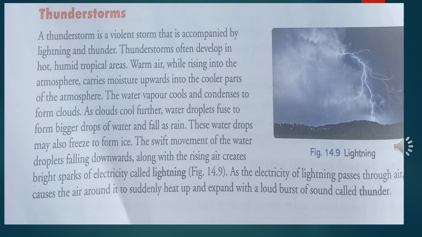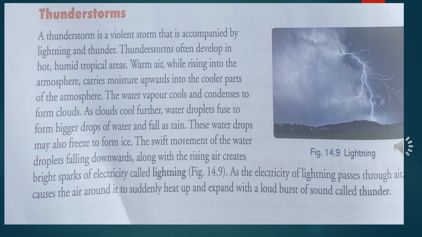The swift movement of the water droplets falling downwards along with the rising air creates bright sparks of electricity called lightning. As the electricity of lightning passes through air, it causes the air around it to suddenly heat up and expand with a loud burst of sound that is called thunder. So students, remember, a thunderstorm is always accompanied by lightning and thunder.